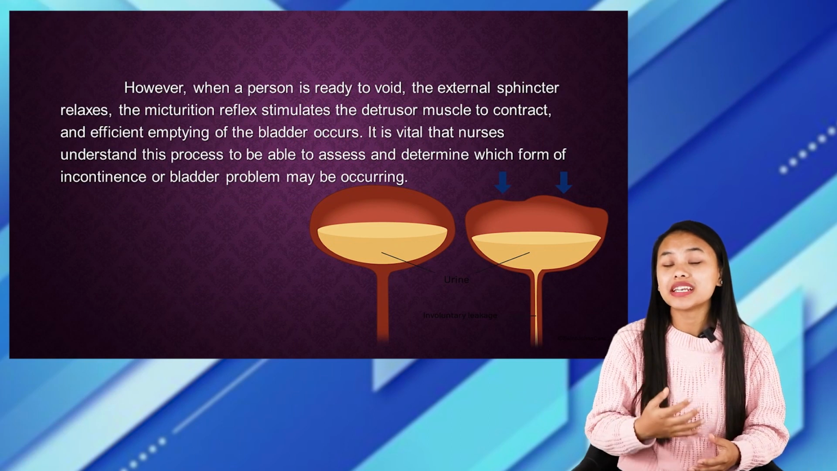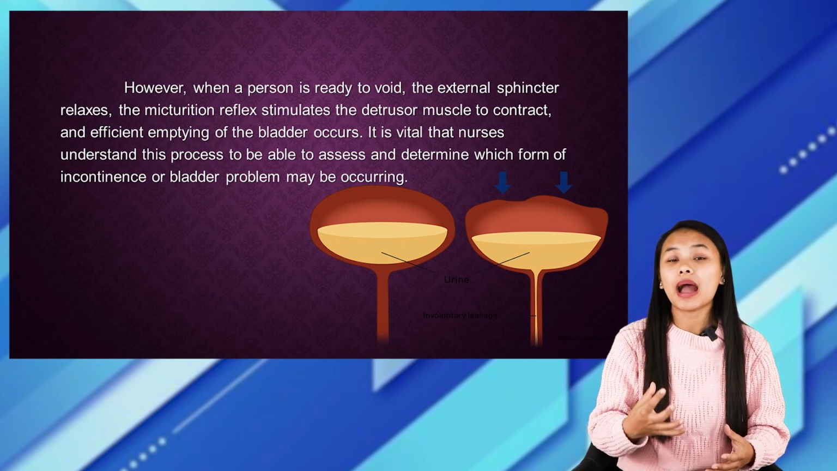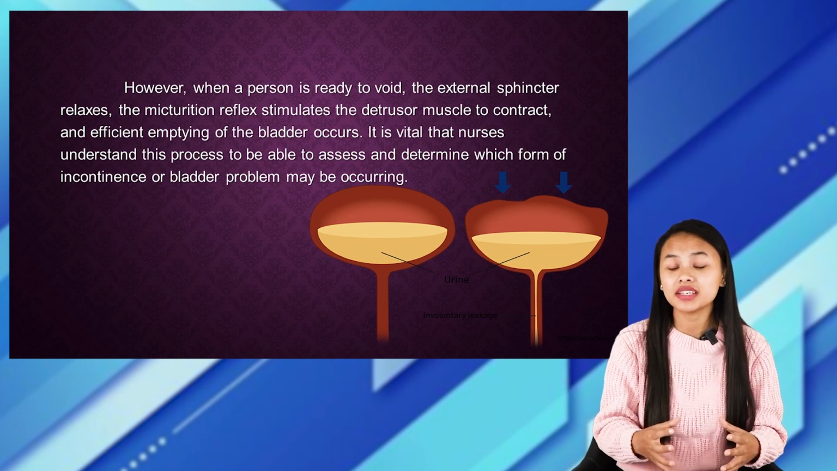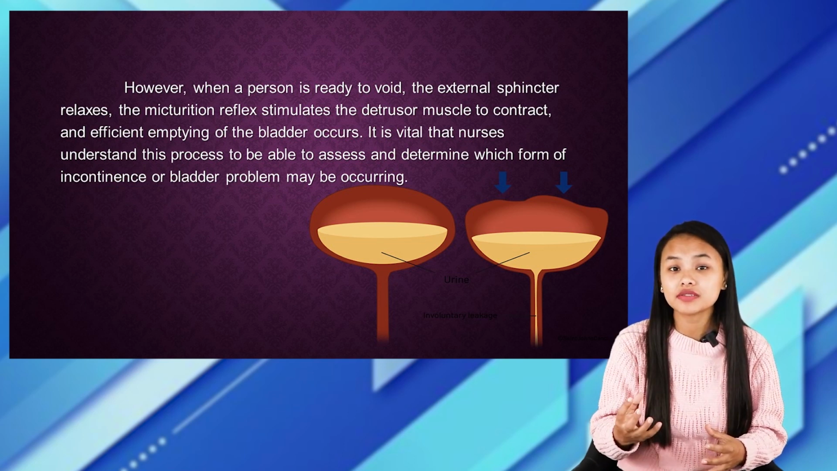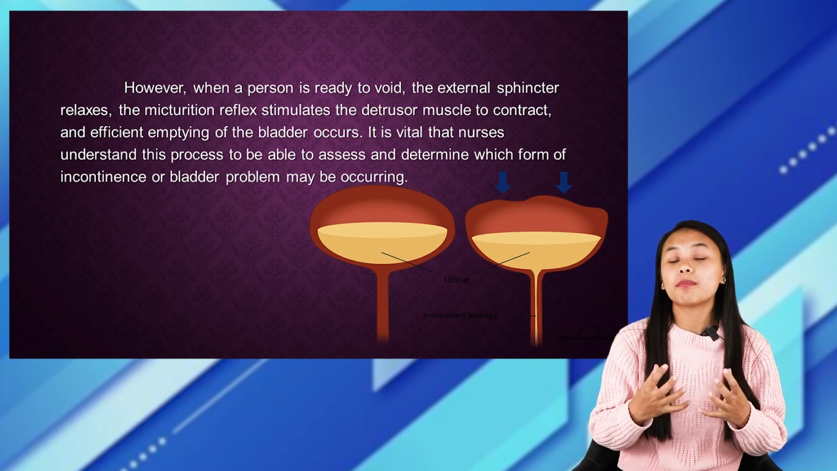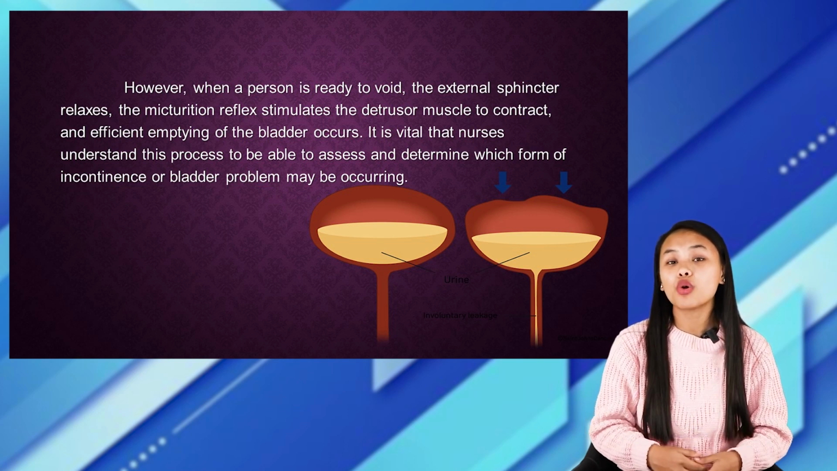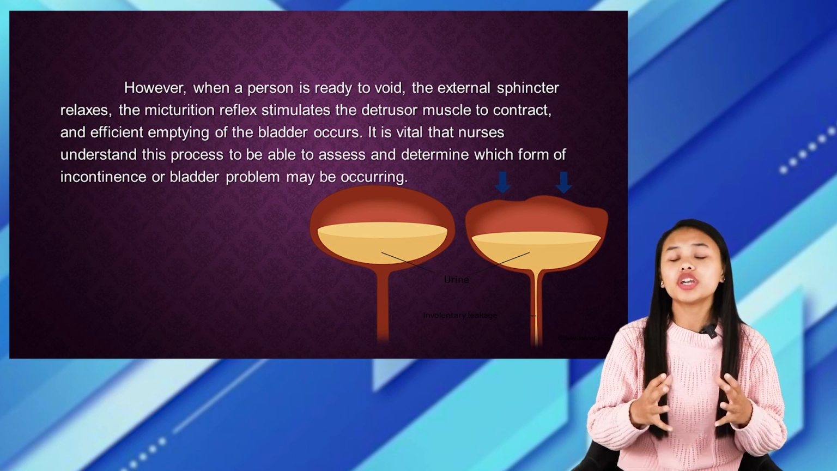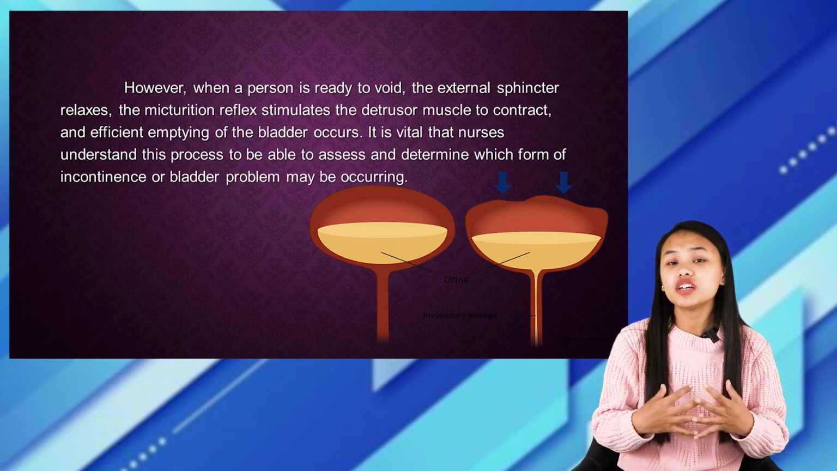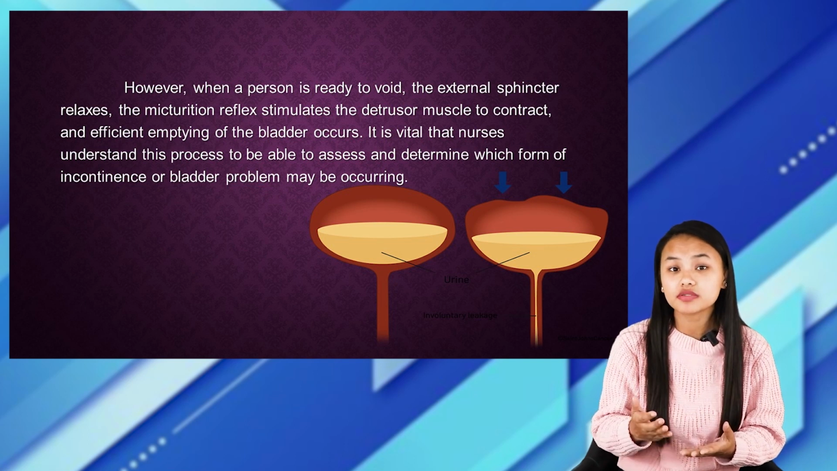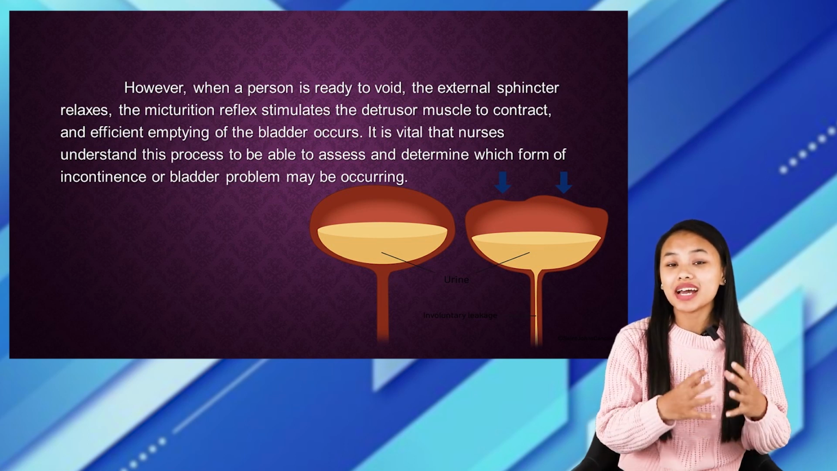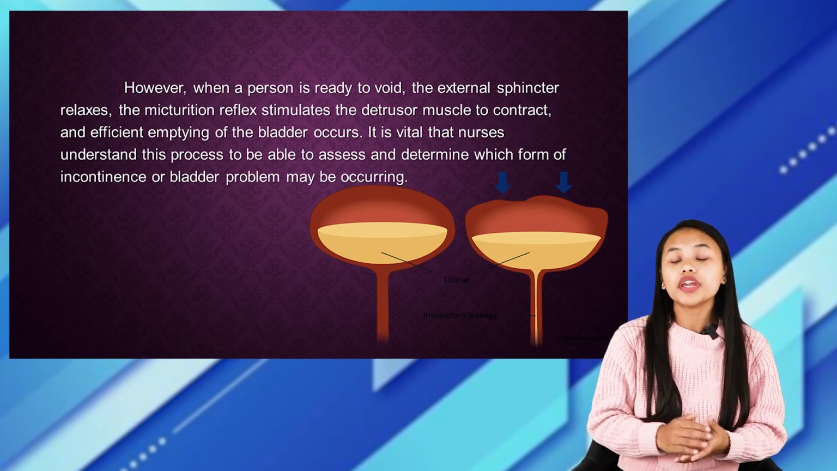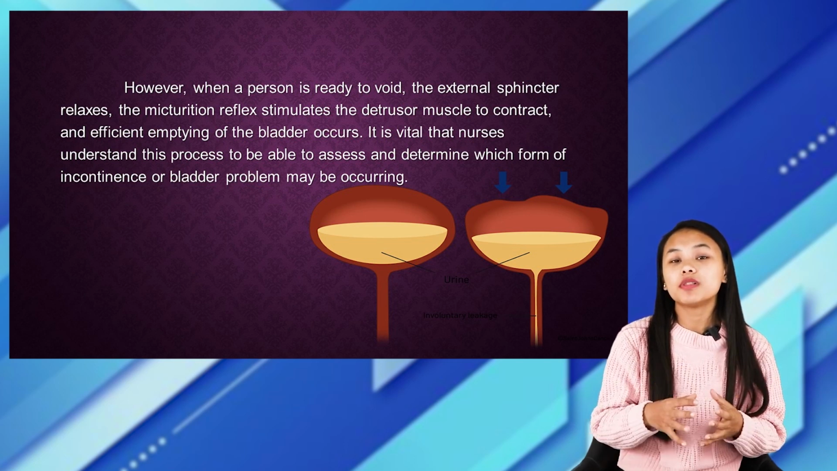However, when a person is ready to void, the external urinary sphincters will relax, and then these micturition reflexes will stimulate the detrusor muscle to contract, and this is how efficient emptying of the bladder will occur. Here it becomes very important for the nurse to understand this process in order to be able to assess and also to determine the form of incontinence, or even if there is any problem in the bladder which is occurring.